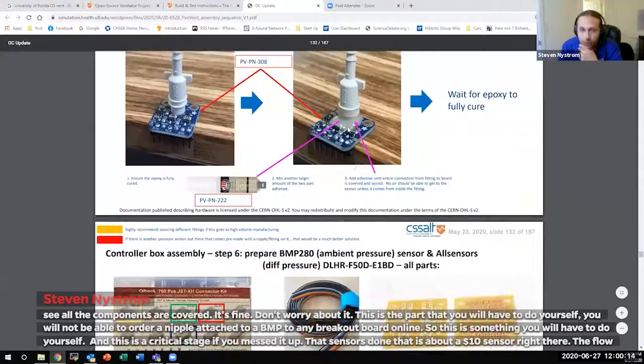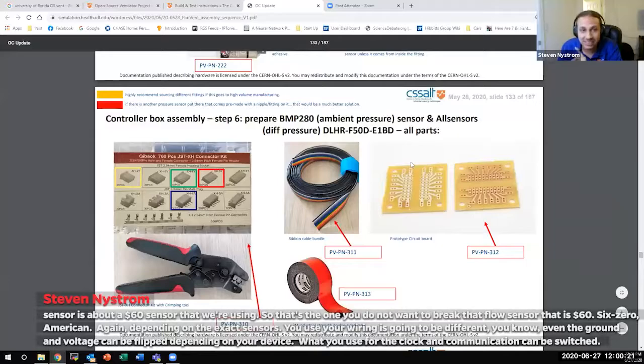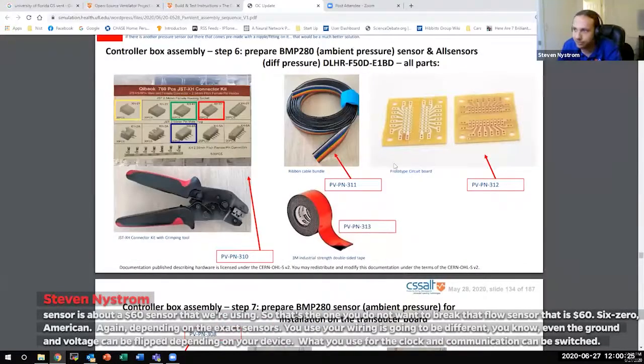And this is a critical stage. If you mess that up, that sensor's done. That is about a $10 sensor right there. The flow sensor is about a $60 sensor that we're using. So that's the one you do not want to break, is that flow sensor. That is $60, American.